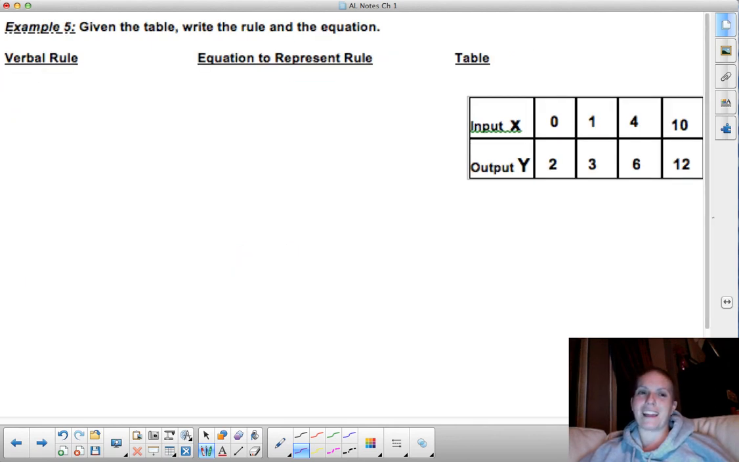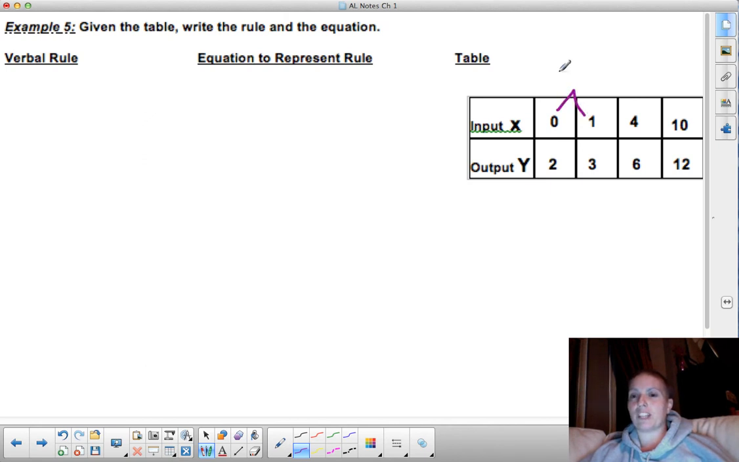Alright, here comes the last example, the one that I've been kind of priming you for. Now they've only given us a table, and we have to write both the equation and the verbal rule. It depends on how your brain works, which one of these is easier for you. Some people will be able to look at this table and come up with that rule right away. I'm not one of those people, so I'm going to show you what I would do to figure this out.